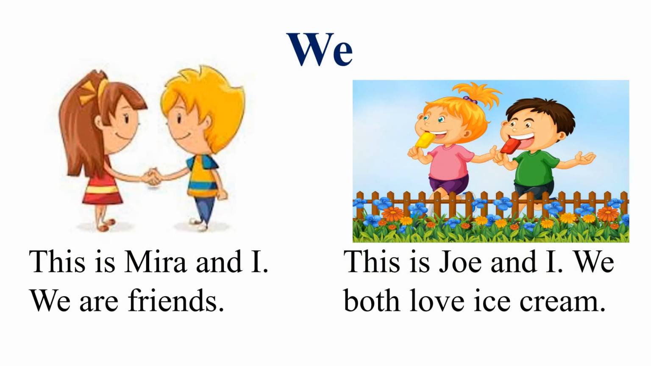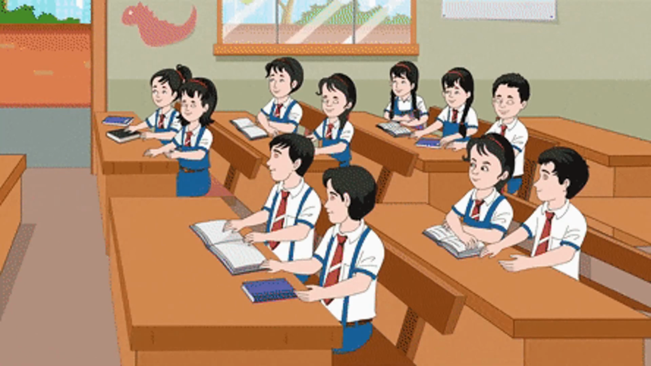Next is we. The pronoun we is used when I am talking about myself along with others. When there are many people and I am also among them, we use we. Like: this is Meera and I. We are friends. Next: this is Gio and I. We both love ice cream. So students, I hope you all have understood pronouns.